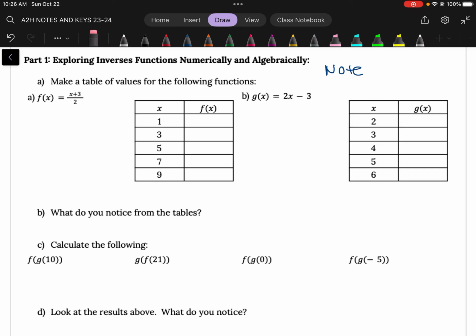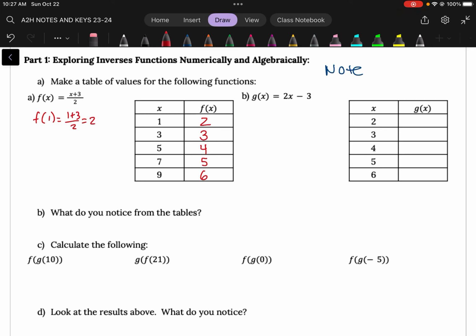So right here we see f of x and g of x. They have different rules, but let's see what happens when we make a quick table of these. If I plug in 1 here, f of 1, hopefully we see we get 2. And we could keep going. F of 3, 3 plus 3 is 6 over 2, gives us 3. F of 5, 5 plus 3 over 2 gets 4. 7 plus 3 over 2 gives us 5. 9 plus 3 over 2 is 6.